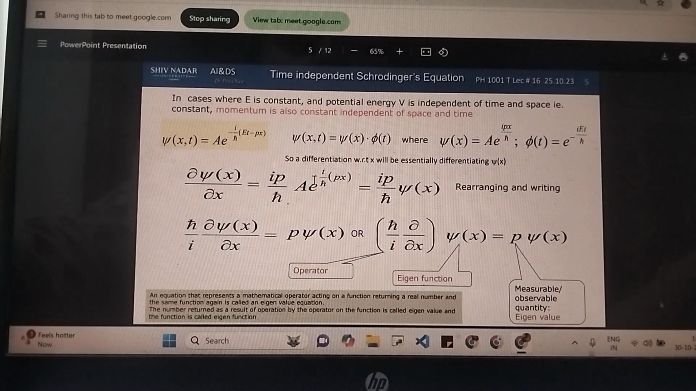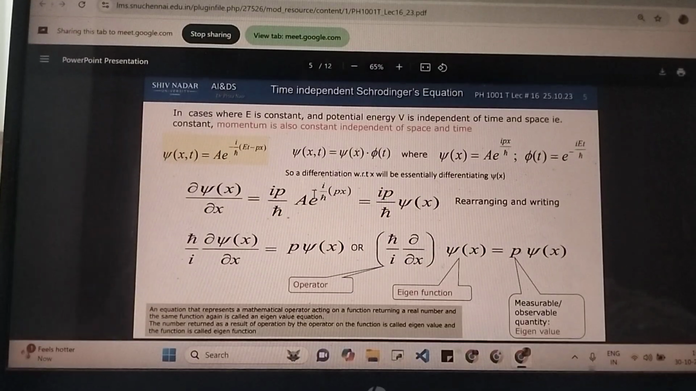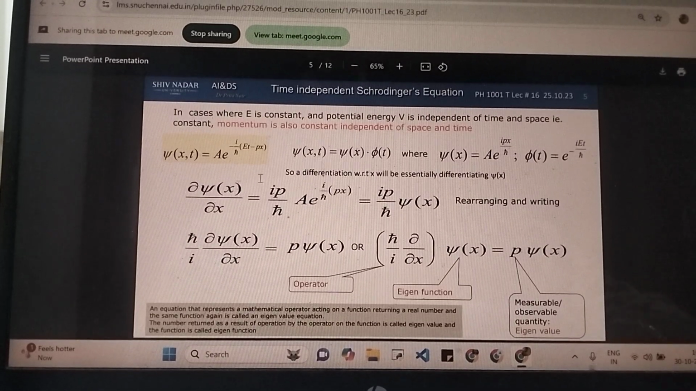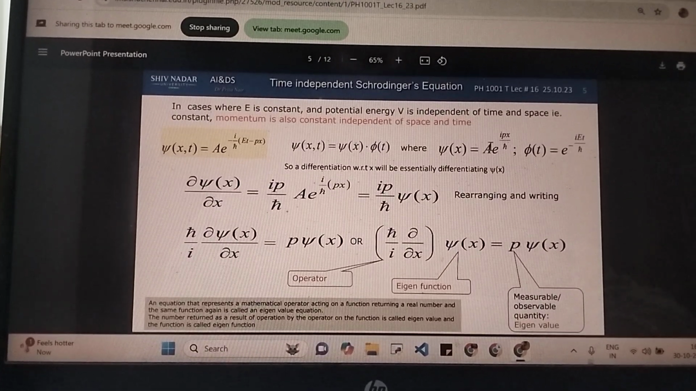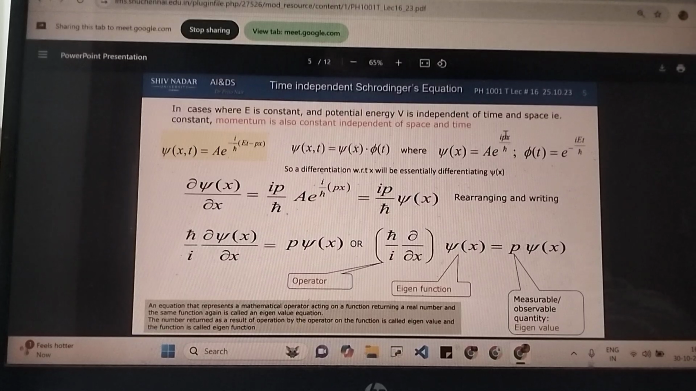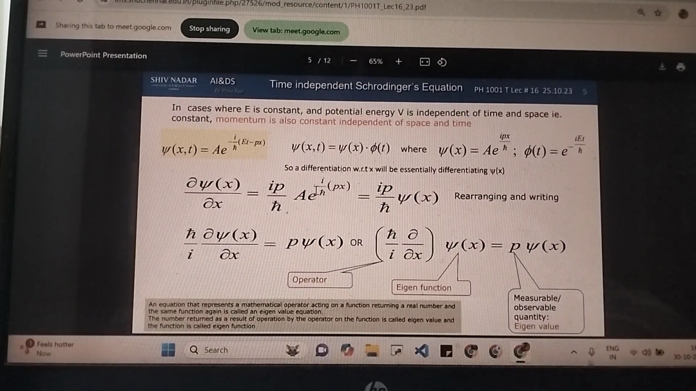And why is it valid? Because nothing changes with respect to time. So the existence or absence of the second function phi of t makes no difference. So we take this expression we have, psi of x equals A e raised to ipx by h cross, and we go ahead with it.